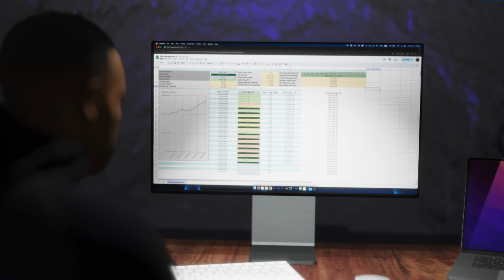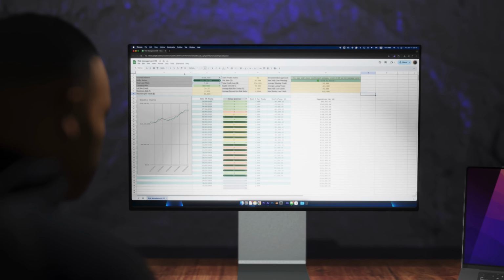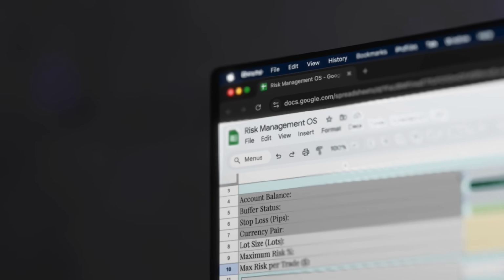Another thing that I developed was a risk management operating system powered by data and powered by AI, so that I don't need to think what should my risk be. And that's exactly what I've been using for a year and a half to have the profitability that I have.